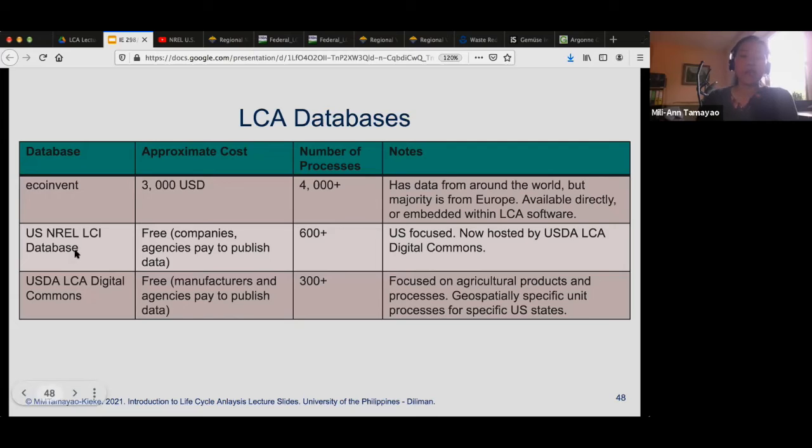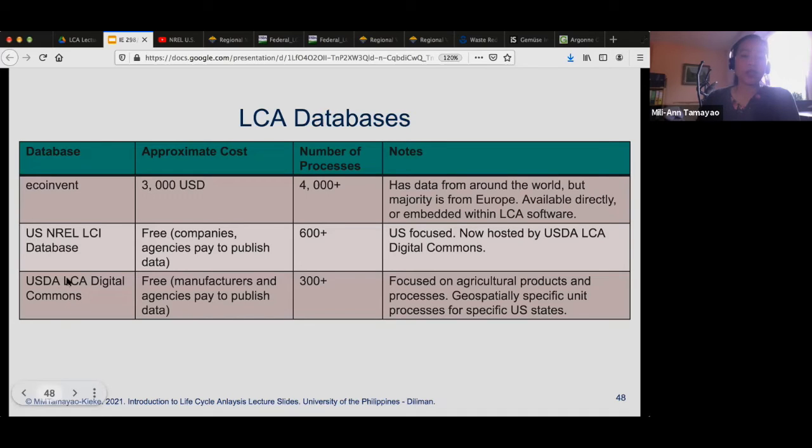And then you have the US NREL Lifecycle Inventory Database. This is free for companies, but if you have to publish, you have to pay. It has 600 plus processes. It is US focused, and it is now hosted by the USDA LCA Digital Commons.